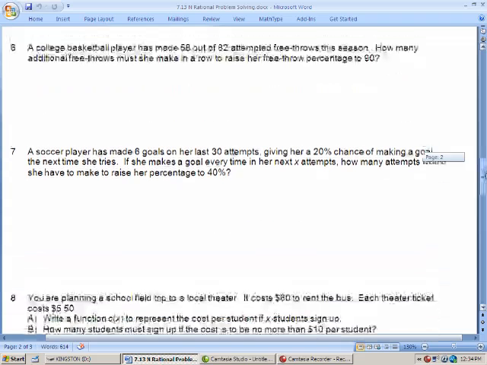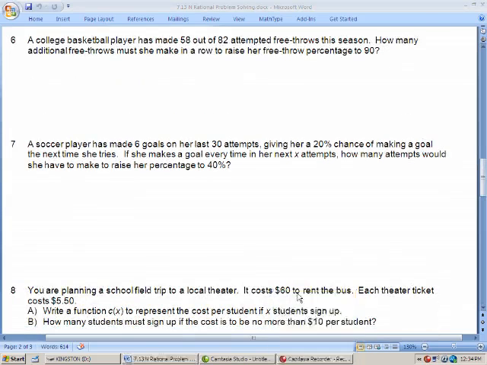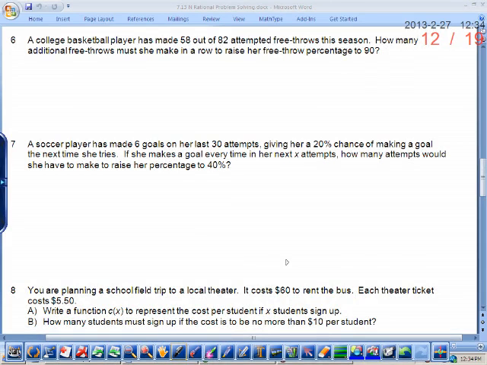All right, look at number 6. A basketball player has made 58 out of 82 attempted free throws. How many additional free throws must she make in a row to raise her free throw percentage to 90? Okay, so right now, would you agree she has 58 out of 82? Okay, what if she makes the next 5 free throws in a row? What would you have to do? Add 5 to the 58, and the 82, right? Because if she makes them, she also has attempted them, right?